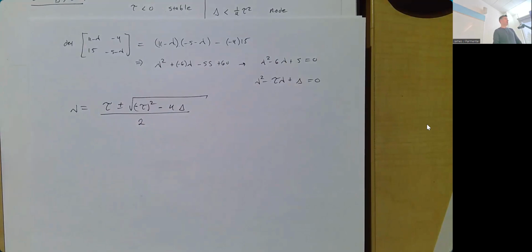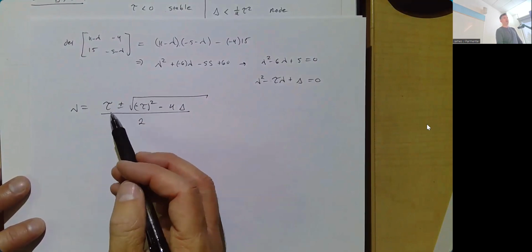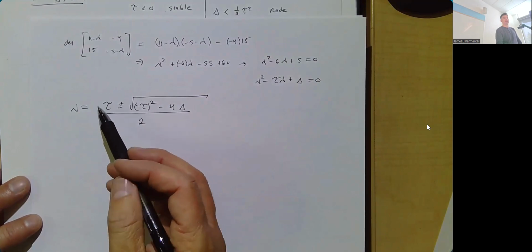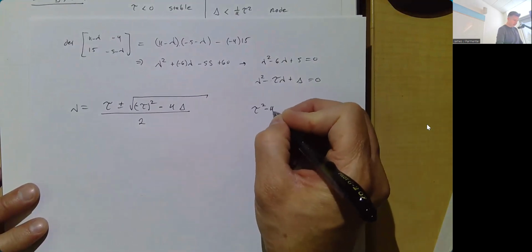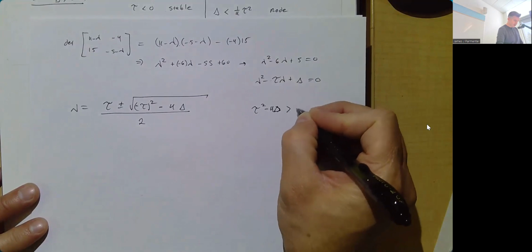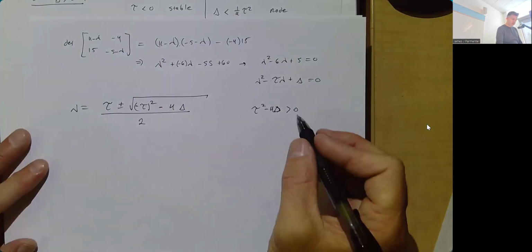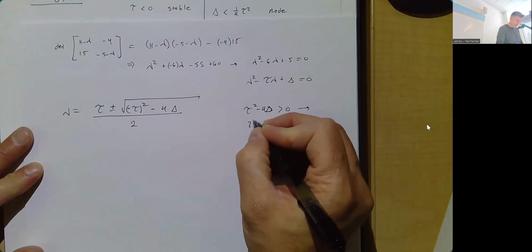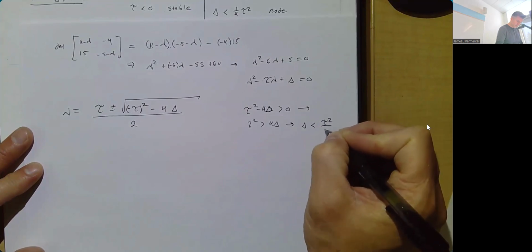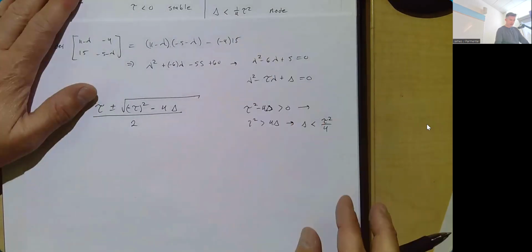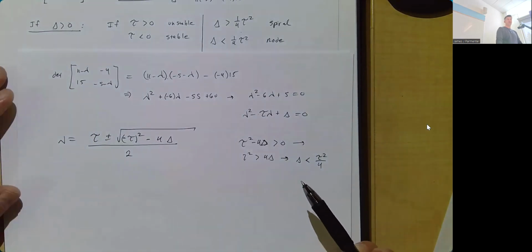This is what gives us those conditions for if tau is positive, you have instability because the real part's going to be positive. If tau is negative, you have stability because the real part's going to be negative. And here, this is exactly what's leading us to, oh yeah, if tau squared minus 4 delta is greater than 0, you have real eigenvalues because the square root is going to be of a positive number. But that's the same as saying tau squared is bigger than 4 delta, or delta is less than tau squared over 4, which is why you get a node when that's true, because you're just saying the insides of the square root are positive and you get real eigenvalues.